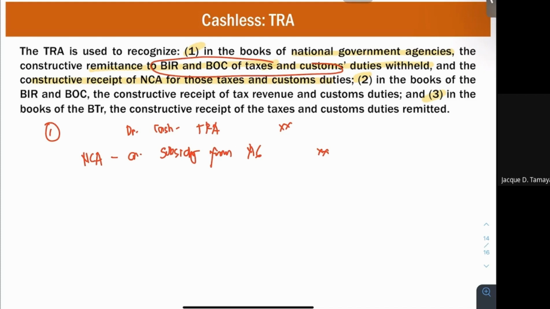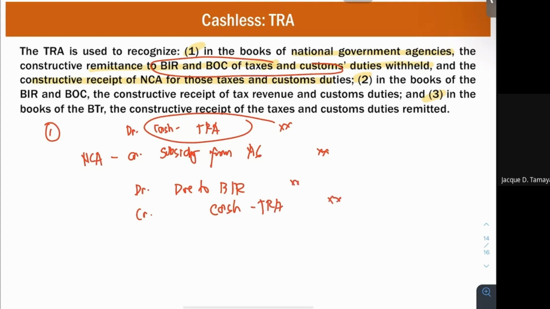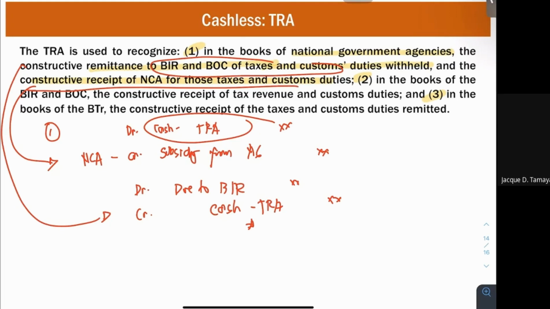And then lastly, the constructive remittance. Whenever there is a constructive remittance, we debit due to BIR, and you remit as if by cash, TRA. So credit cash, tax remittance advice. That is for entry number one. Remember, the first is the constructive receipt of NCA, and then the constructive remittance to the BIR or BOC. What if it is BOC? You change this one to due to BOC. Clear?